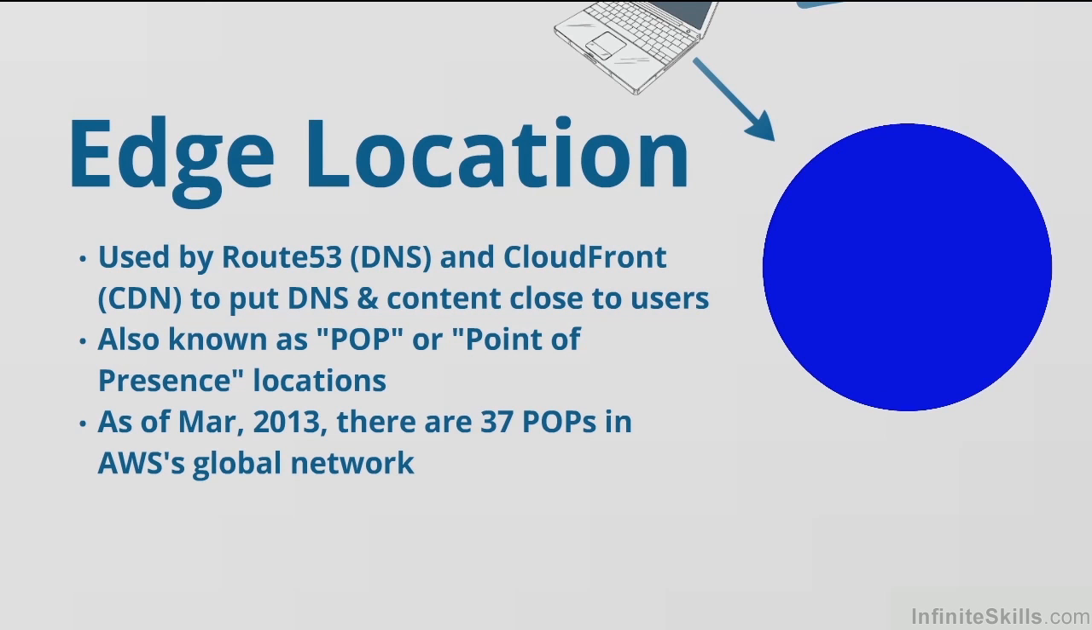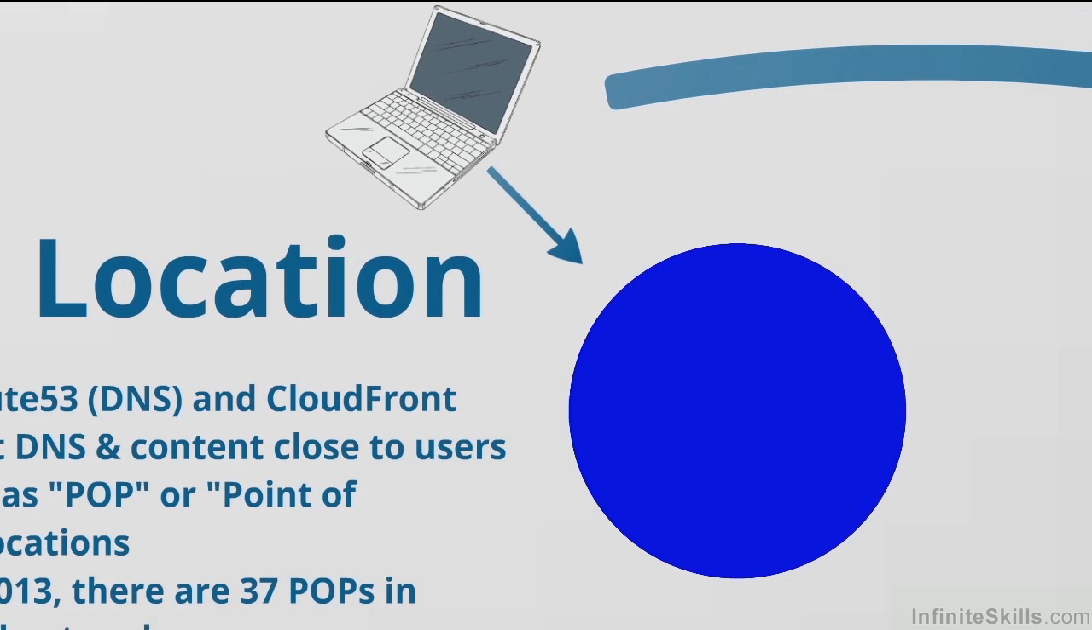Amazon also uses edge locations to push content out close to the users. Content such as Route 53, Amazon's DNS provider, and CloudFront, Amazon's content delivery network, or CDN, puts DNS and content close to users. These are also known as point of presence, or POP, locations, and as of today, there are 37 POPs in AWS's global network.